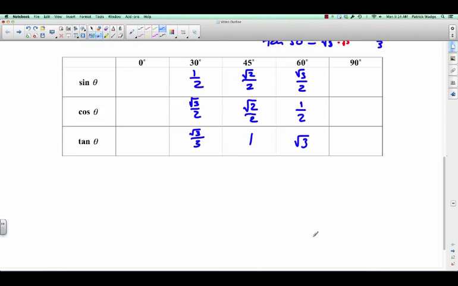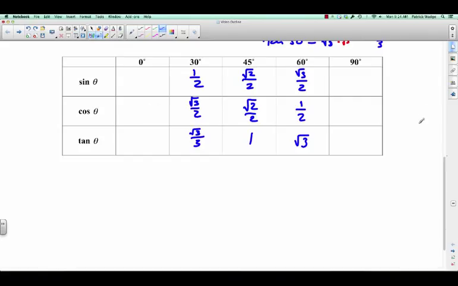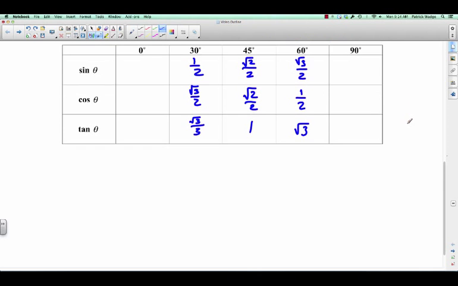Awesome. But there's one problem. We still have these 0s and 90 here. How are we going to figure those out? We can't draw a triangle that has a 0-degree angle in it, or draw a right triangle that has two 90-degree angles in it. It doesn't make sense. So how are we going to do it? What we're going to do is think back to last day when we were working with angles in standard position, and I'll just draw a first quadrant angle.